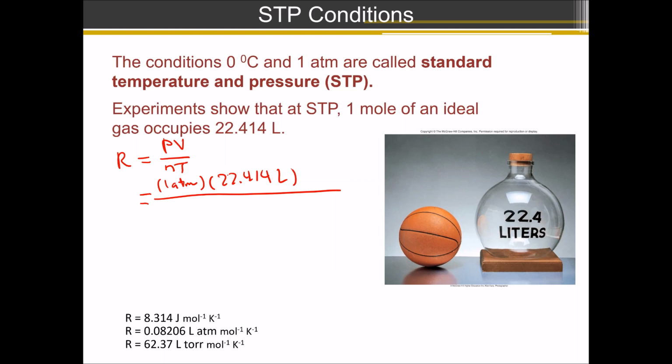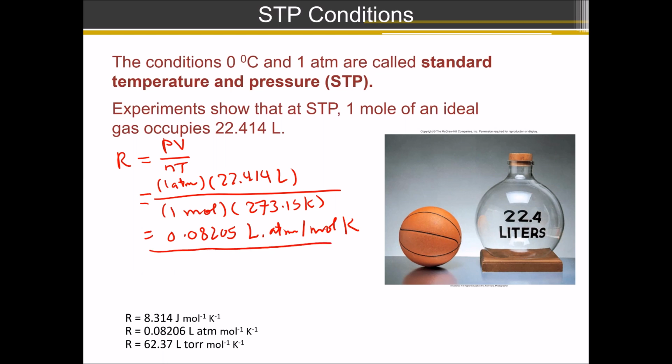divided by number of moles, which is 1 mole, times the temperature in Kelvin, which is going to be 273.15 Kelvin. When you calculate these numbers, it's going to give you 0.08205 liter atmosphere per mole Kelvin. This is the value for the universal gas constant.